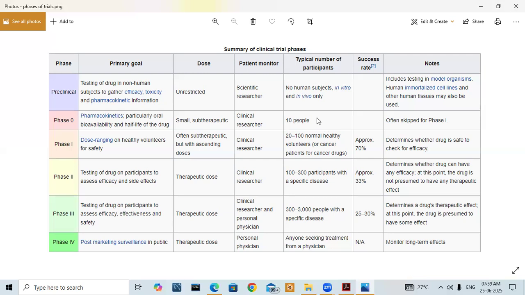And here the number of people is very small, I told you. A small number of people are taken, only 10 people. Why in phase 0 are we taking a very small number of people, only 10 people in the trial? The reason is that if you take a larger number of people, we don't know how the drug is going to behave. Understood?